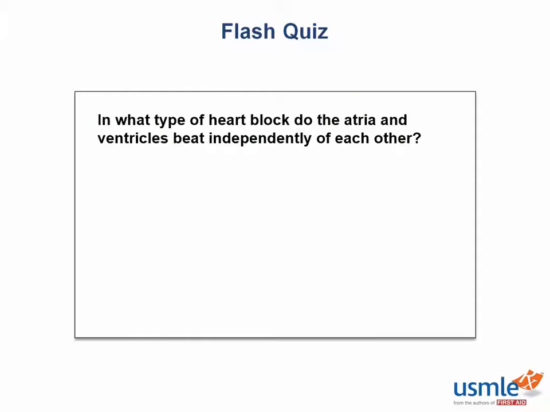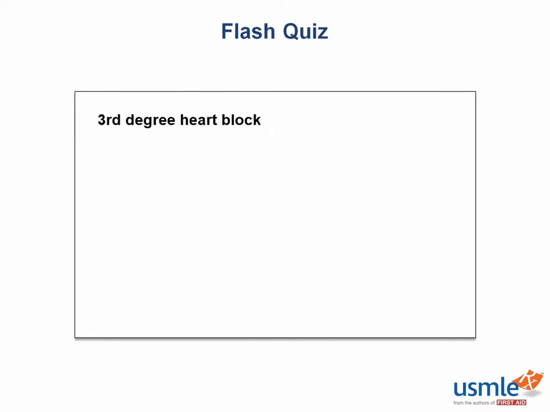So now let's move on to a flash quiz. In what type of heart block do the atria and ventricles beat independently from each other? That would be third degree heart block. Very good.